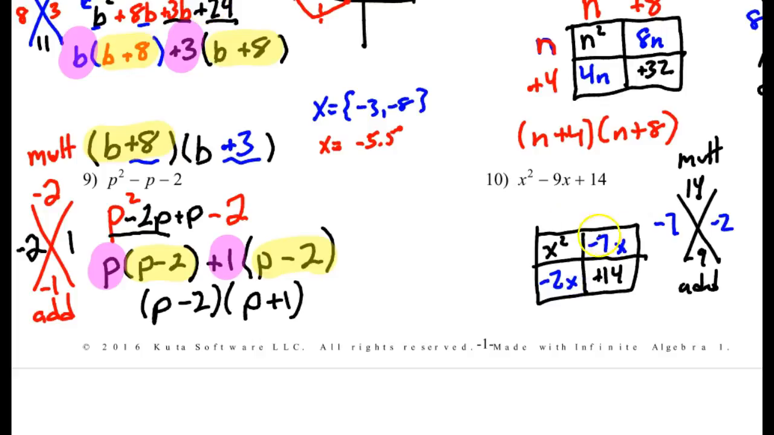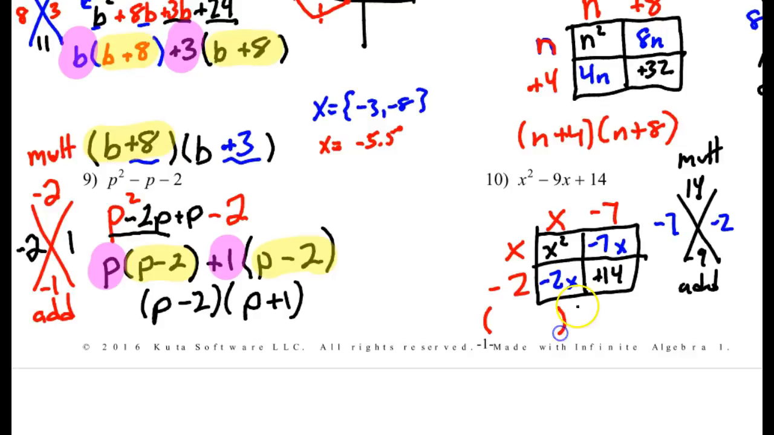And then we need to factor out. What can we factor out from x squared and x? What do they have in common? They both have an x. And then you can say x times what is x squared? x times what is negative 7x? Negative 7. Negative 7 times what is positive 14? You get negative 2. And there's your two answers.